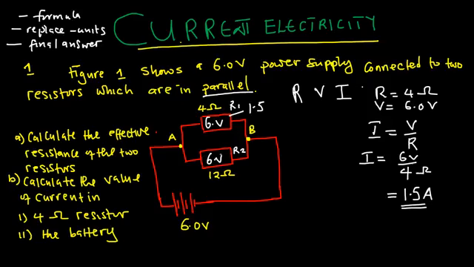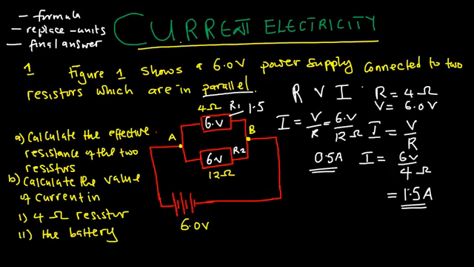If you are asked to find the current at 12 ohms, you still use current is equal to voltage divided by resistance. The voltage still remains 6 volts. Divide by the resistance, which is 12 ohms. If you divide this, you are going to find 0.5 amps. So look at this, please. We are looking at the current through 12 ohms and the current through 4 ohms. Look at the difference that is there.